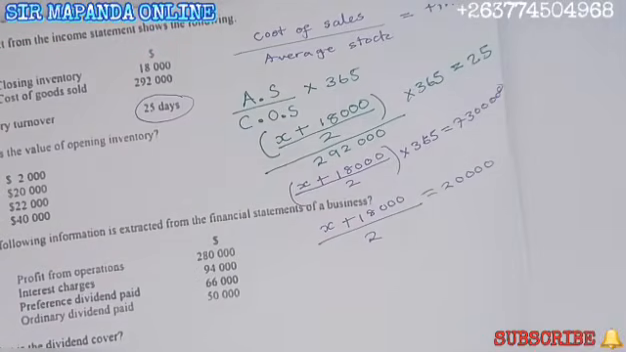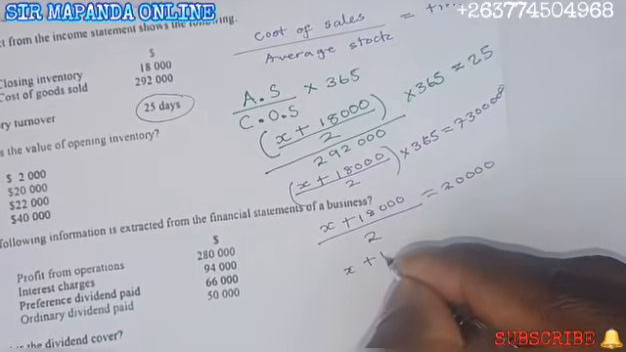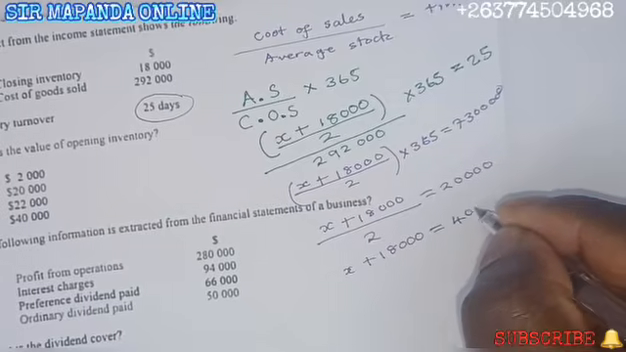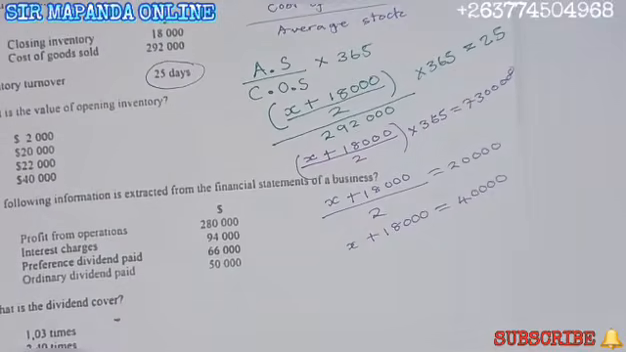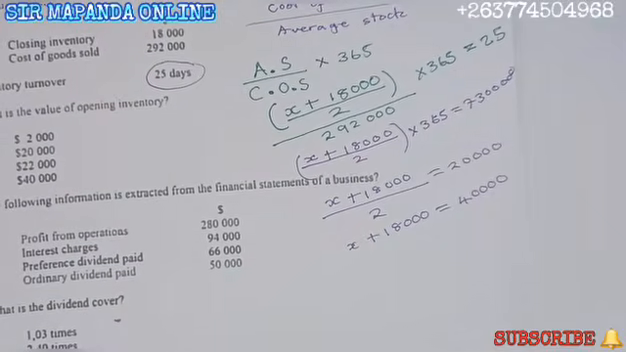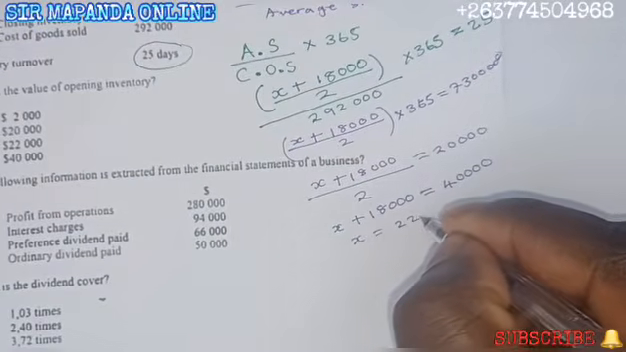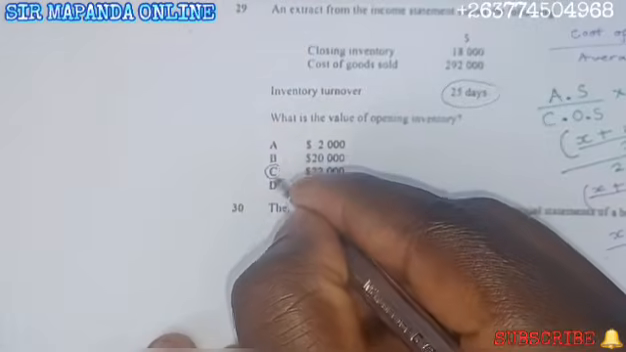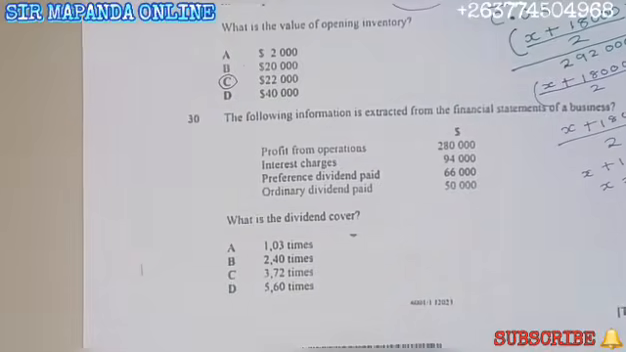I hope you are following. Multiply both sides by 2, you get X plus 18,000 is equal to 40,000. Then make X the subject by moving 18 to the right. You get 40 minus 18. It means X is equal to 22,000, representing your opening stock. So my answer is C. I hope you are following, class. Let us move on to question number 30.